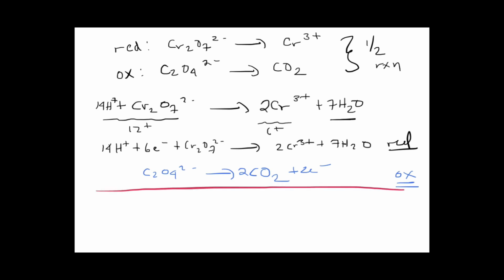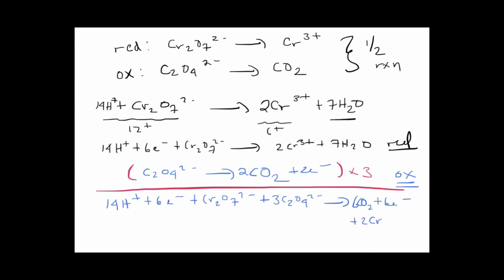I need to make sure that there aren't any electrons in the final equation, so I'm going to multiply this by 3. So that leaves me with 14H+ plus 6 electrons plus Cr2O7 2- plus 3C2O4 2- going to 6CO2 plus 6 electrons plus 2Cr3+ plus 7H2O.